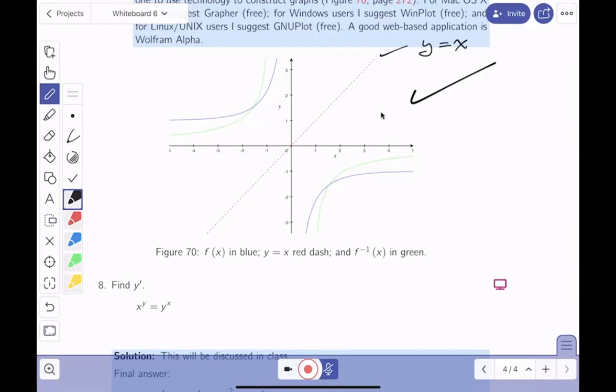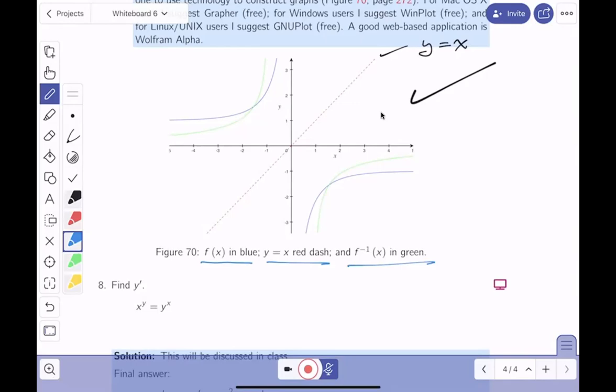And what I did was I graphed out in blue the graph of f of x. I want to point out where that is for you. That's written right over here: f of x in blue. The red dashed line is just simply y equals x. And I graphed out this one in green. What's its inverse? It's a rotation about the line y equals x. Again, technology does help a great deal in being able to visualize that.